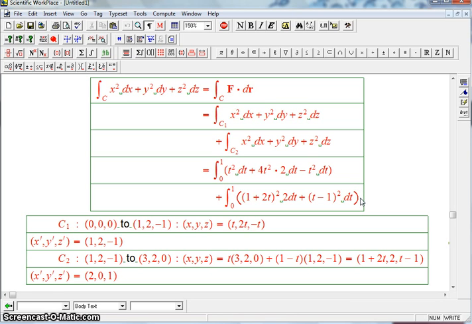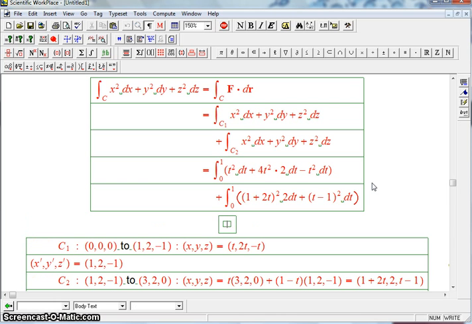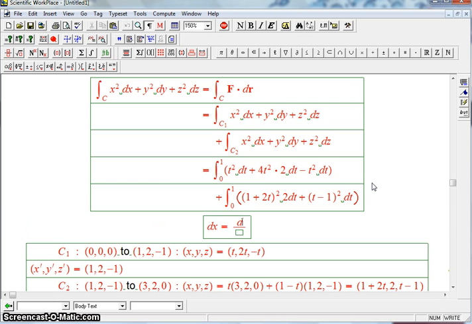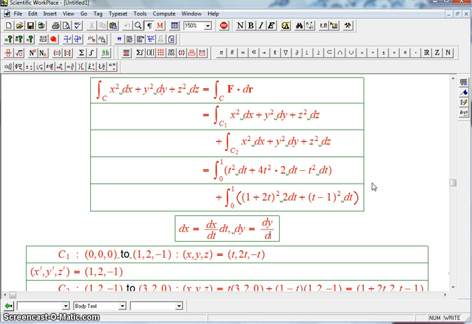Okay. But what people were missing is that dx, dy, and dz have to be converted to dt. Let me just make clear what I'm using here. dx is dx/dt times dt. dy is dy/dt times dt, and dz is dz/dt times dt.